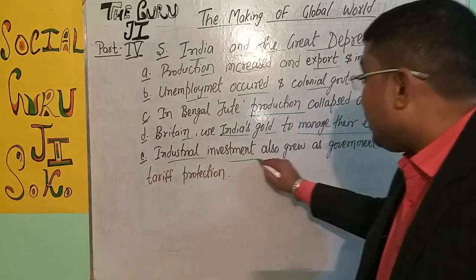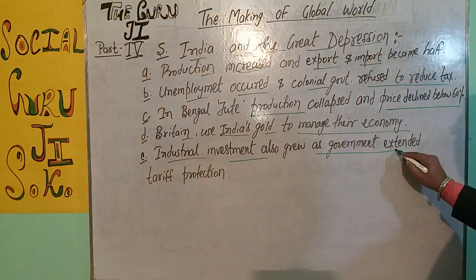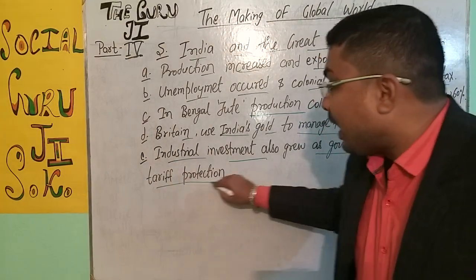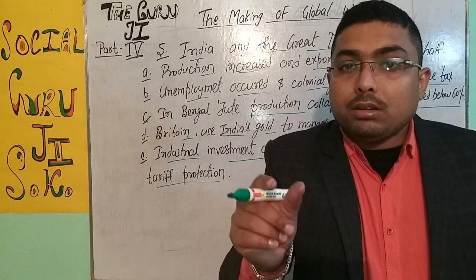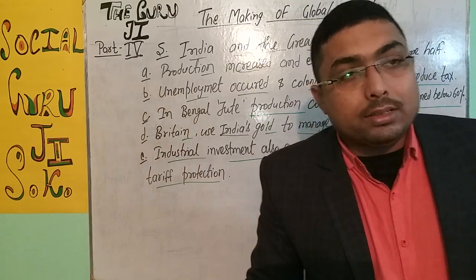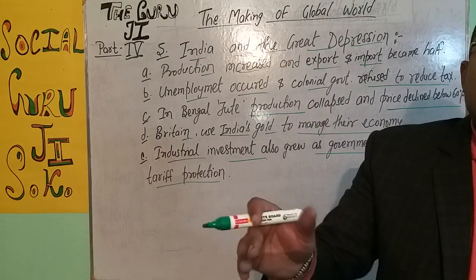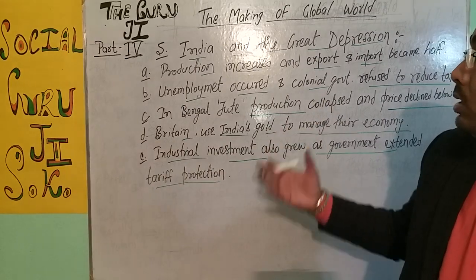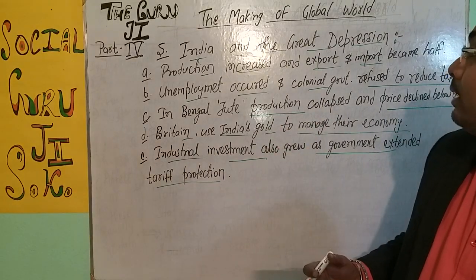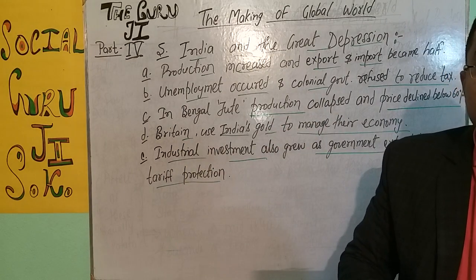Lastly, industrial investment also grew as the government extended tariff protection. The word tariff means a tax barrier exerted when we do our transportation work. So it is all about this fifth topic, India and the Great Depression. Clear?